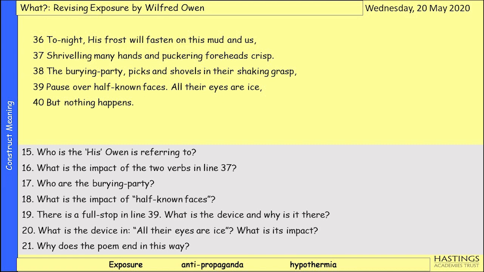Number 19. As with the last stanza, the pause in the poem, this time with the use of a full stop, is called caesura. This literally makes the reader pause after the line "pause over half-known faces." So as well as mimicking the action of the soldiers, it could be a mark of respect for the dead.